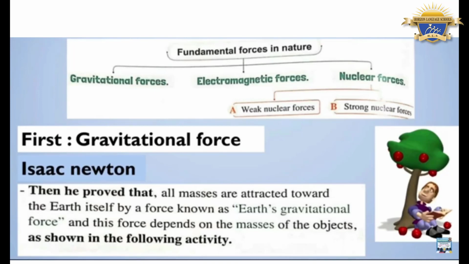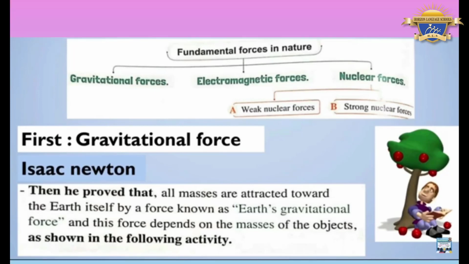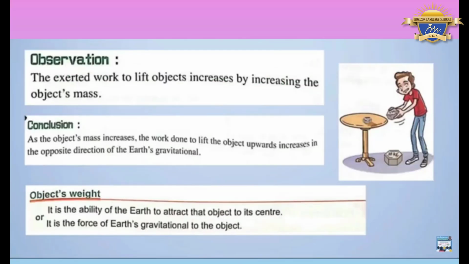And this force depends on the masses of the objects. So the factor affecting the gravitational force is the mass of the object. This is the first factor. Okay, let's see the following activity. There are 3 different masses. What is the observation? The work exerted to lift an object increases as the object's mass increases.